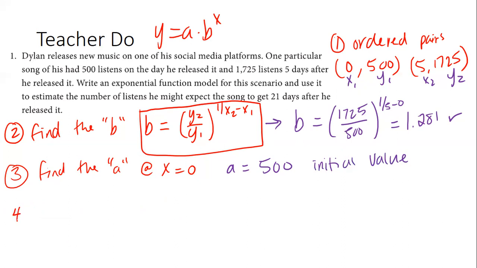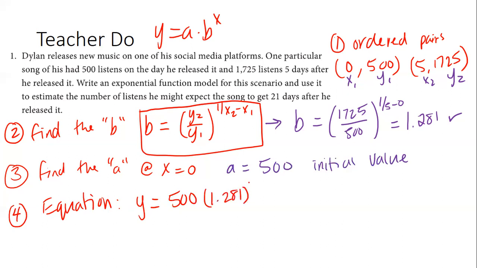Okay. Step 4 is to write your equation. So our equation is y equals, what's our a? 500 times b, what's our b? To the x.